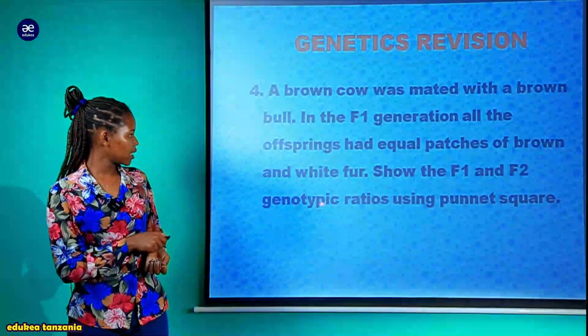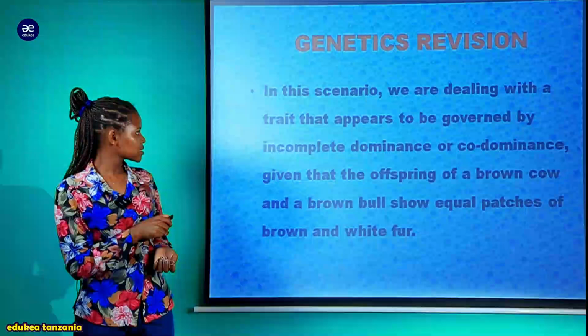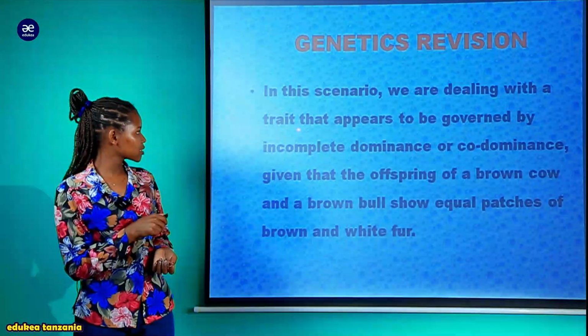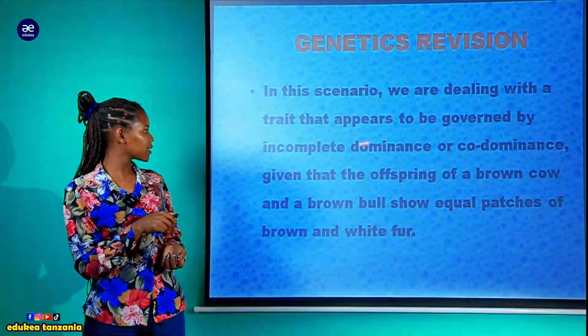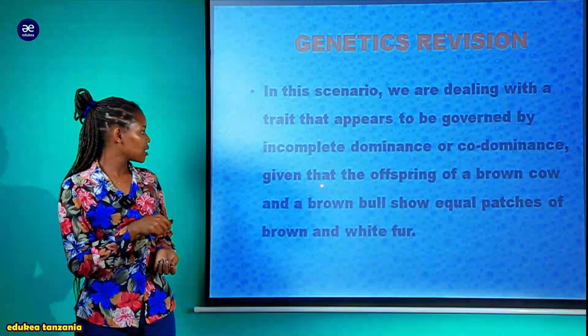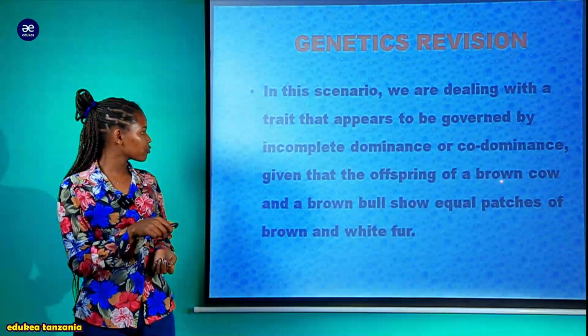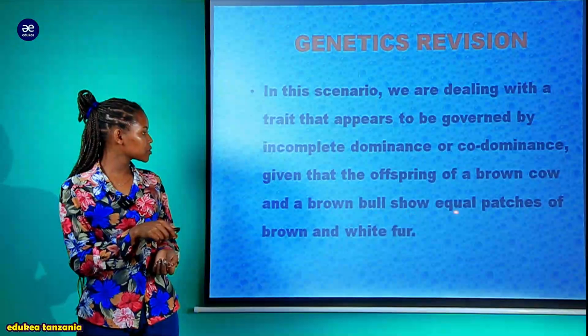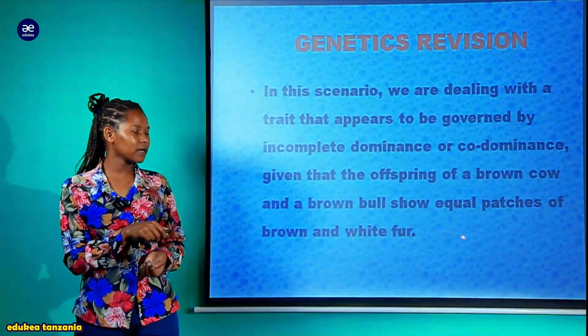For instance, here you can see that in this scenario we are dealing with a trait that appears to be governed by incomplete dominance or codominance, given that the offspring of a brown cow and a brown bull show equal patches of brown and white fur.